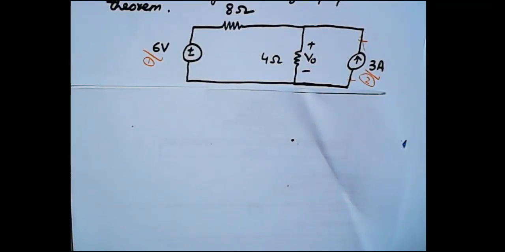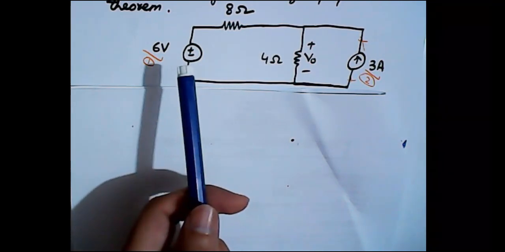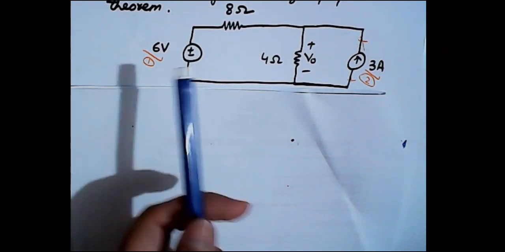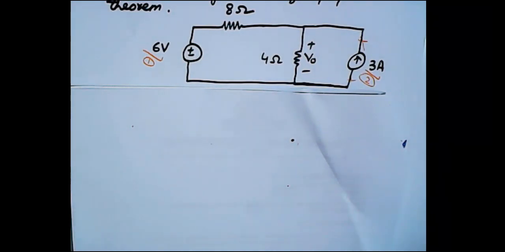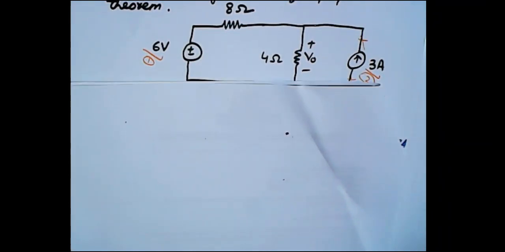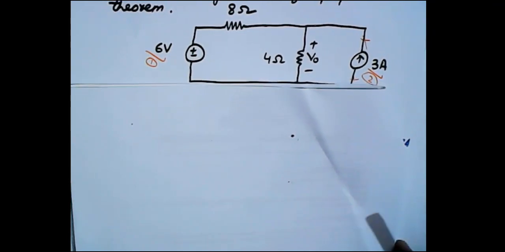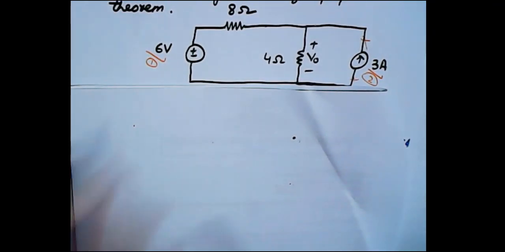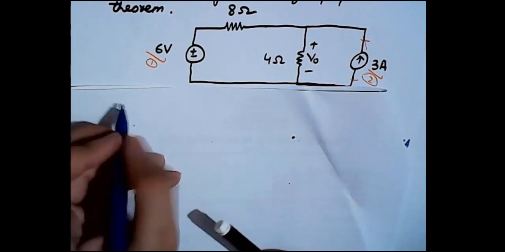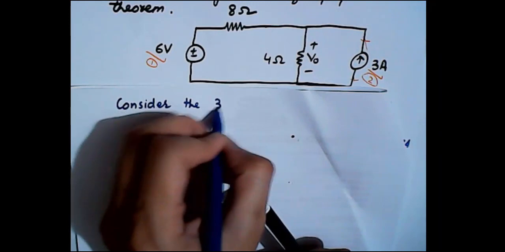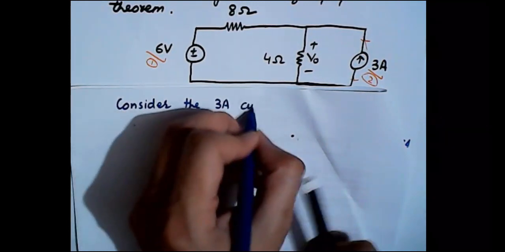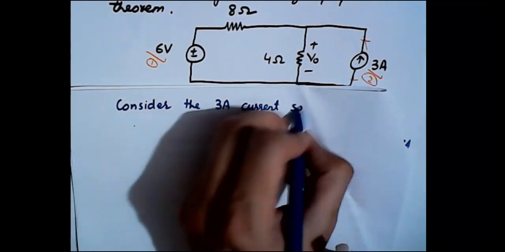Now we have calculated the value of voltage due to the 6 volt source, which is its contribution. Now we need to turn off this 6 volt source and calculate the value of voltage which is due to the presence of the 3 ampere current source in the circuit, right? So what we need to do is consider the 3 ampere current source only, right?